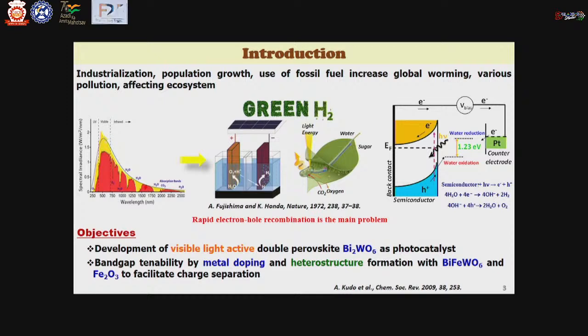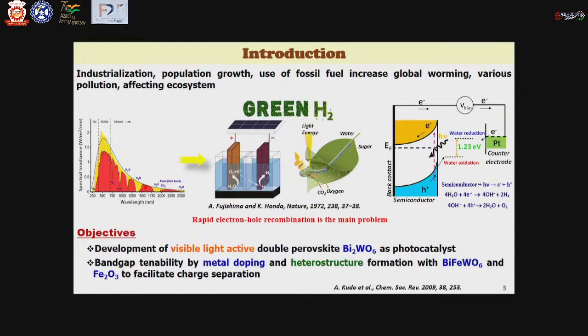Green hydrogen means hydrogen generation in a sustainable manner, for which photocatalytic water splitting is an effective approach. Basically, this is artificial photosynthesis where semiconductors are used as the photo-absorbing material. In the presence of light, photogenerated electrons and holes are created. These electrons are transferred to the counter electrode and reduce the water molecule to generate hydrogen, and holes are diffused in the electrolyte to oxidize the water molecule. So these are the water oxidation and reduction reactions. Here the main problem is electron-hole recombination.